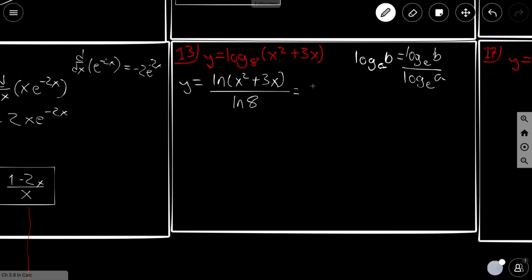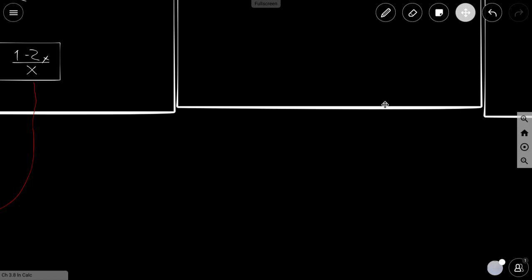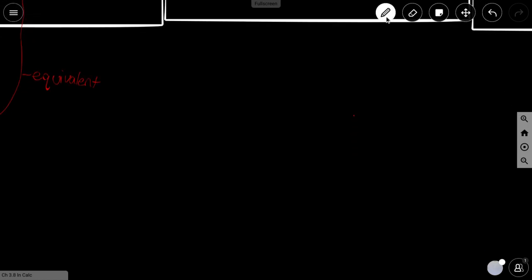And this is equivalent to 1 over ln 8 times ln of x squared plus 3x. And the reason I want to do this is so that when I differentiate, I treat this here like a constant because it technically is. This is just like a number. So you're allowed to do that, and what I mean is that I'll prove that by showing an example.